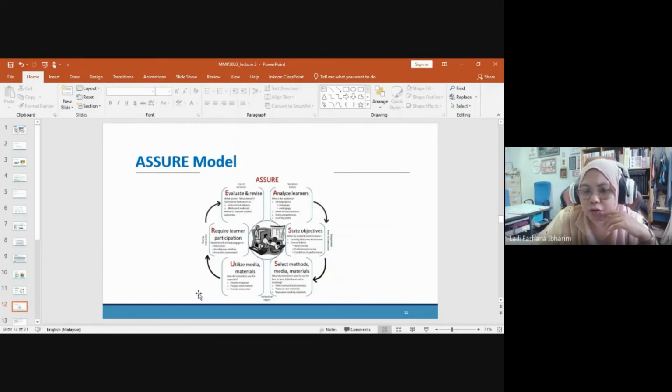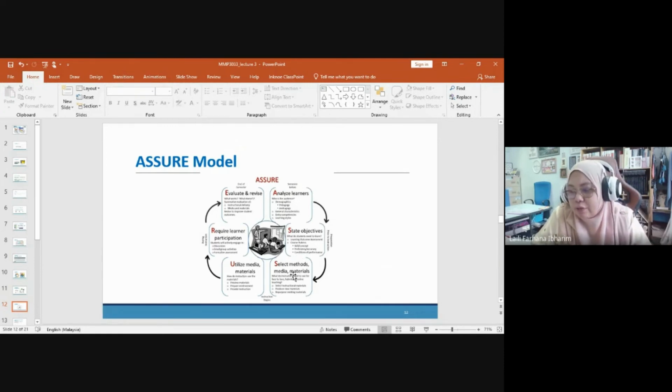Here is also the description of the ASSURE model. For example, analyze the learners: their demographics, pedagogy, competency, and learning style. So we have to know our students first, so that from that we can design which instructional methods or strategies we want to use in our courseware development. Then we state the objectives, so we know what we want to highlight in our courseware or products.